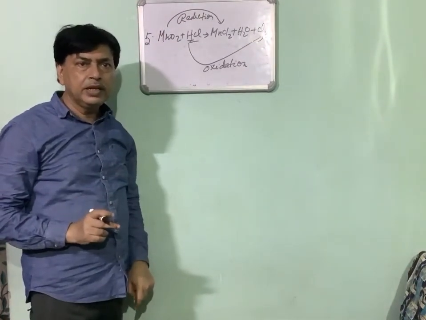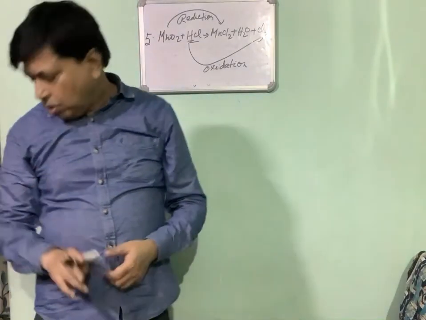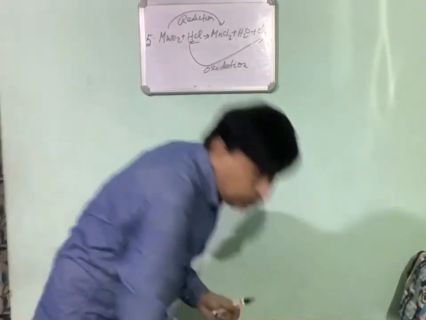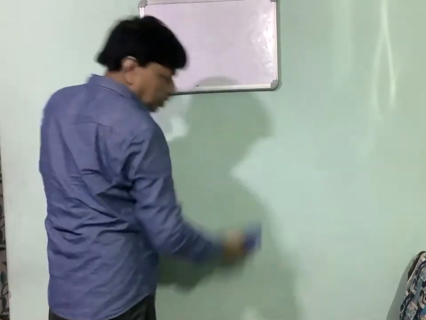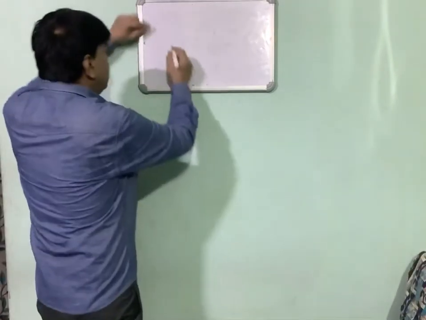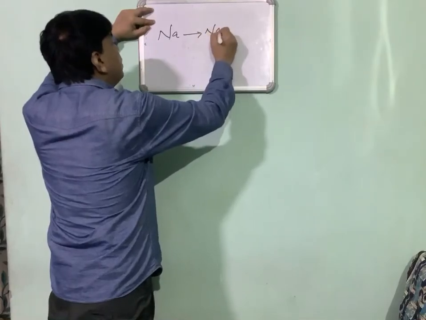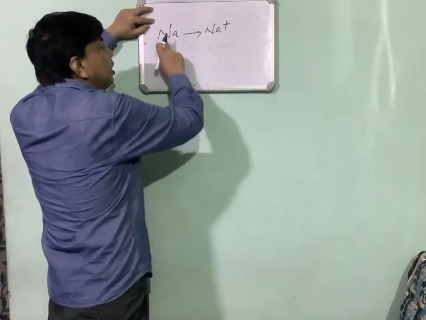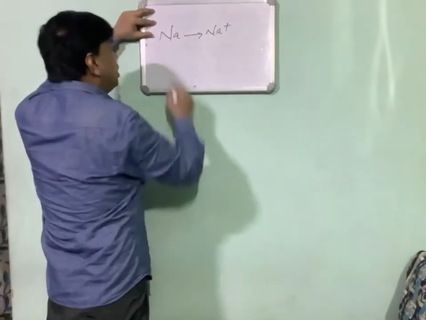Is it clear? And the third, LEO GER: loss of electron is called oxidation and gain of electron is called reduction. In the modern form, you should learn the LEO GER word. Let's suppose sodium to sodium ion. In this, sodium loses one electron, so loss of electron is called oxidation.